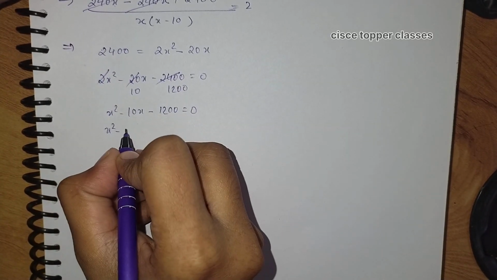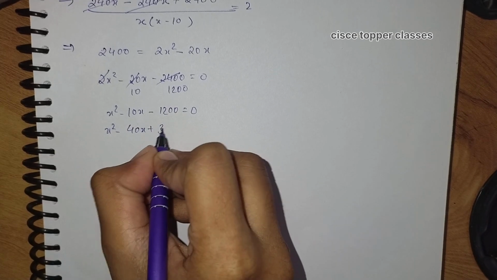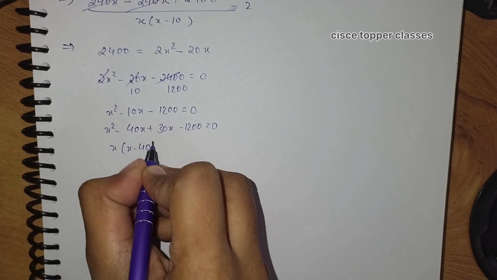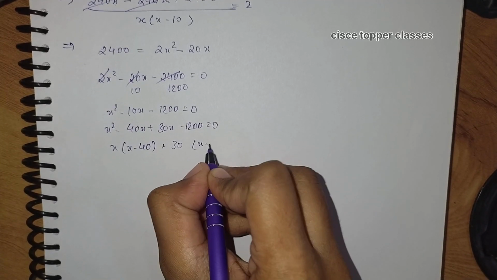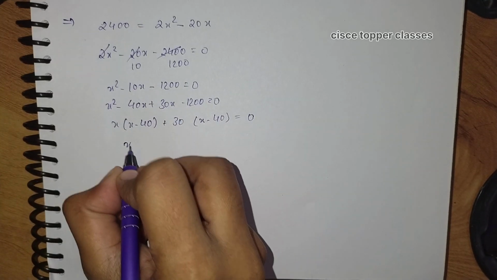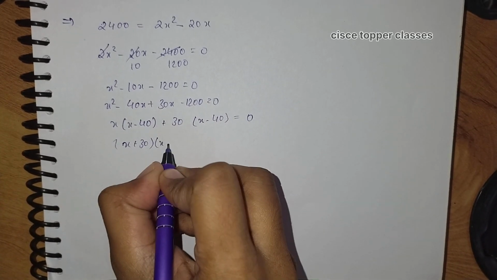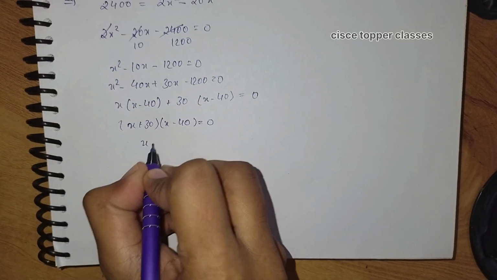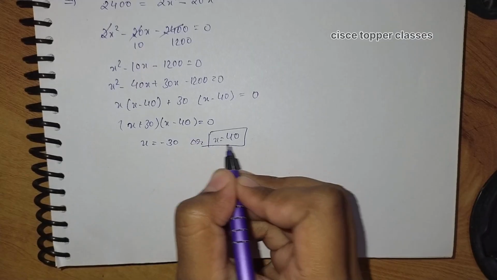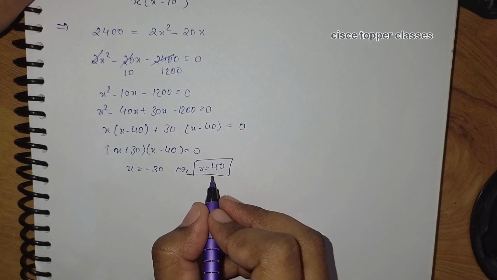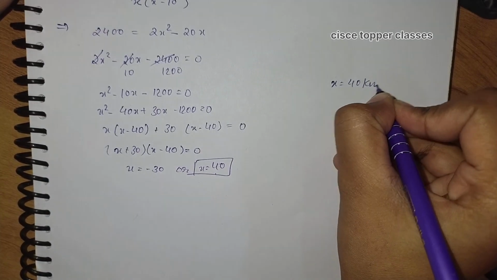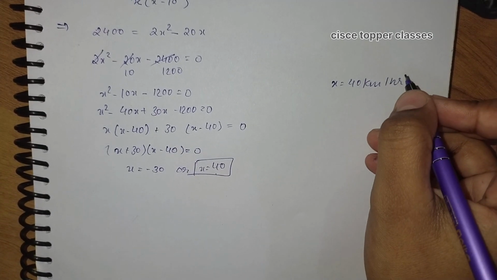We will factorize it as x square minus 40x plus 30x minus 1200 equal to 0. Taking x as common, it will become x minus 40 plus 30 as common, again x minus 40 equal to 0 here. So from that, x plus 30 into x minus 40 is equal to 0. So x is equal to minus 30 or x is equal to 40. So we can write x is equal to 40 here, and we have found the speed. We only have to find the value of speed. So 40 kilometer per hour is the answer in this question.